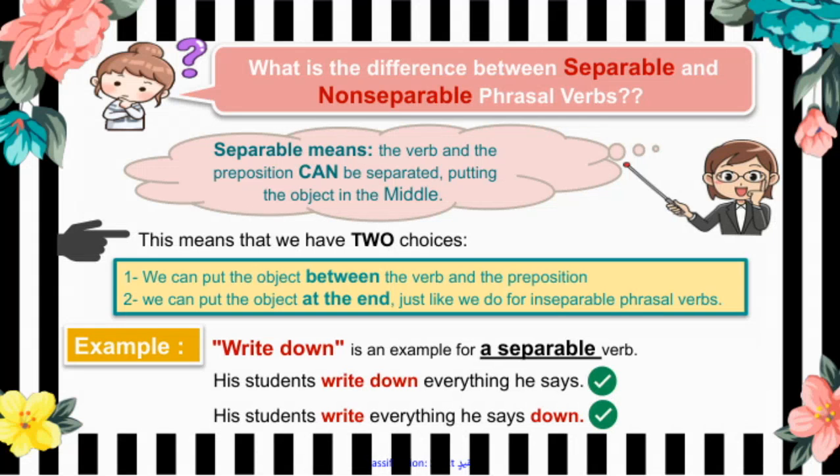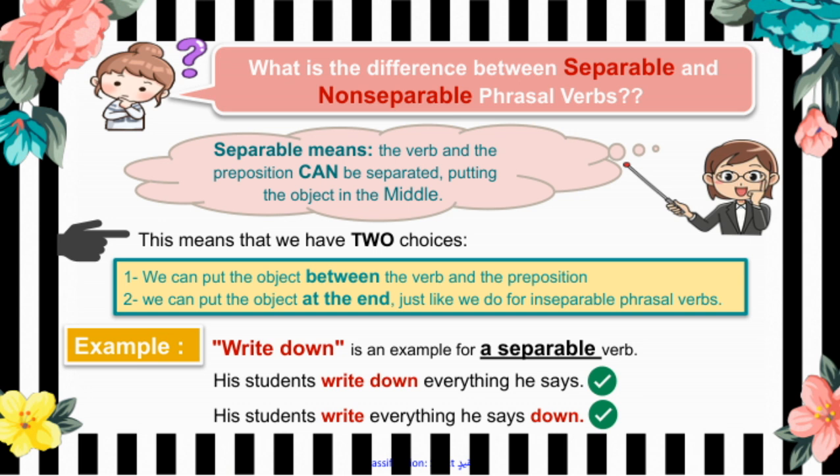In this slide, I want to highlight a common example to help us understand how separable verbs work. Take the sentence, his students write down everything he says. Here, write down is a separable phrasal verb. Now, what does that mean? Well, it means that we have options when placing the object. First, we can put the object, in this case, everything he says, between the verb and the preposition. So we could say, his students write everything he says down.